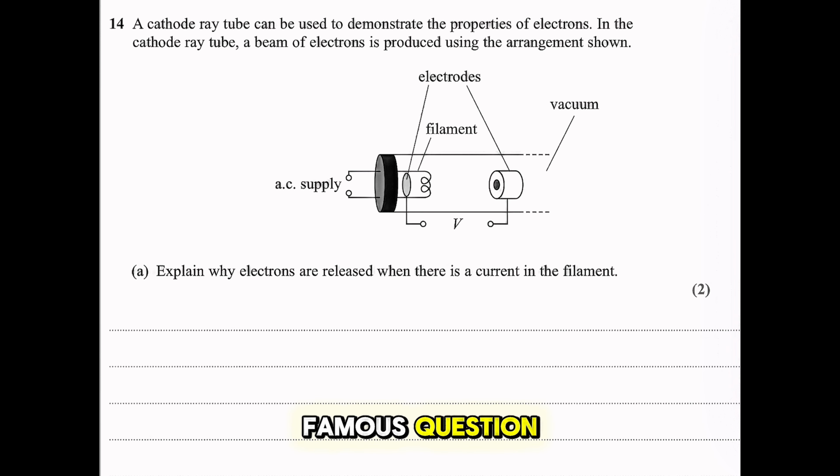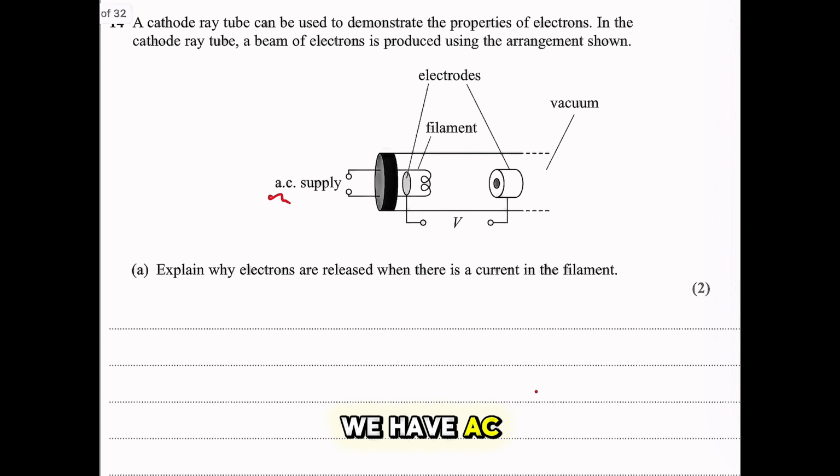Famous question, January 2025. The cathode ray tube demonstrates the properties of electrons. We have an AC power supply, and electrons are emitted from the heated filament and then accelerated from the cathode to the anode. The question is asking: explain why electrons are released when there is a current in the filament.